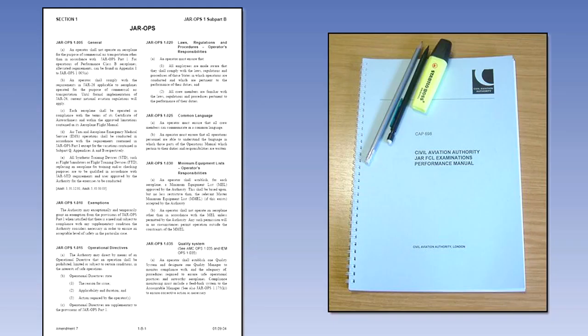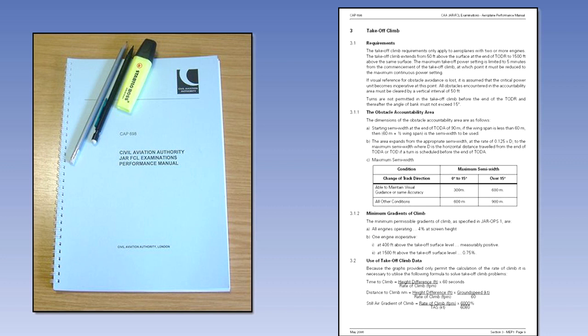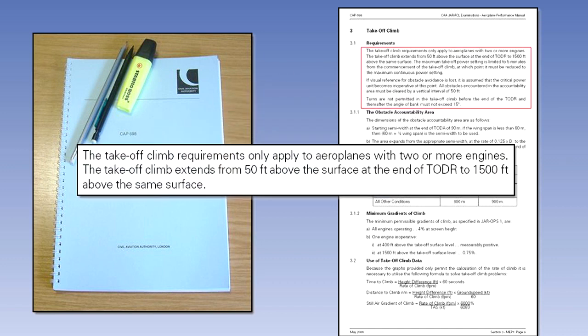We mentioned at the beginning of the lesson that obstacle clearance requirements and climb gradient requirements are published in JAR OPS 1, and that abbreviated versions of these requirements can be found in CAP 698. We have already discussed these requirements, but we will mention them again as we read through CAP 698. These requirements are on page 9 of section 3 in CAP 698. At the top of the page, the first paragraph contains the definition that the takeoff climb extends from 50 feet above the surface at the end of the takeoff distance required to 1500 feet above the same surface.